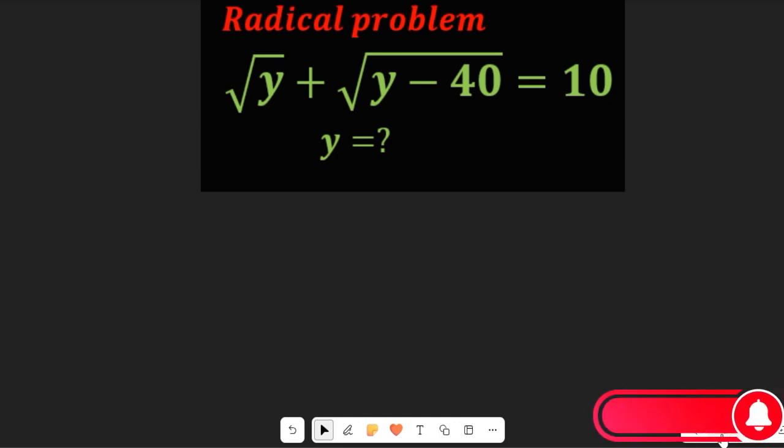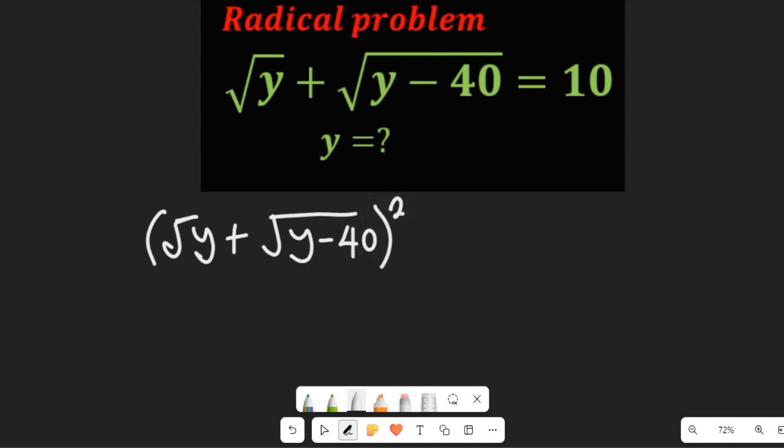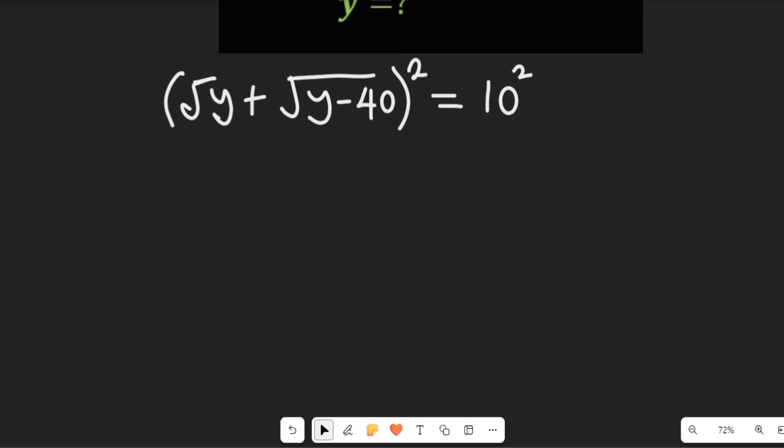Now, to do that, we are going to take the square of both sides. If we take the square of both sides, we're going to have this become the square of square root of y plus the square root of y minus 40. We're going to take the square of this, and this will be equal to the square of what? 10. So whatever we do to the left-hand side, we'll equally do to the right-hand side.